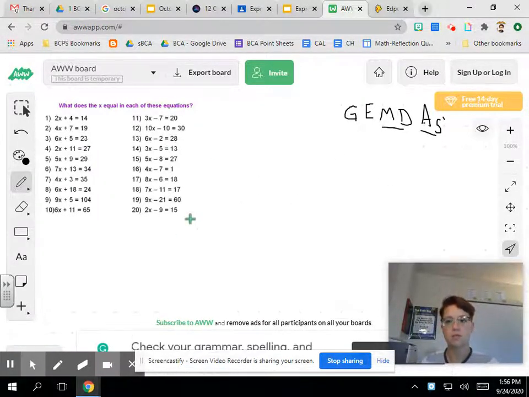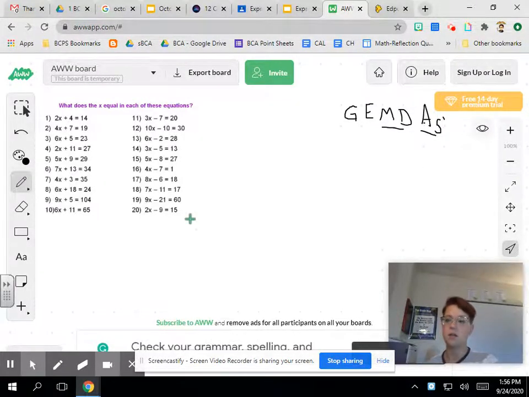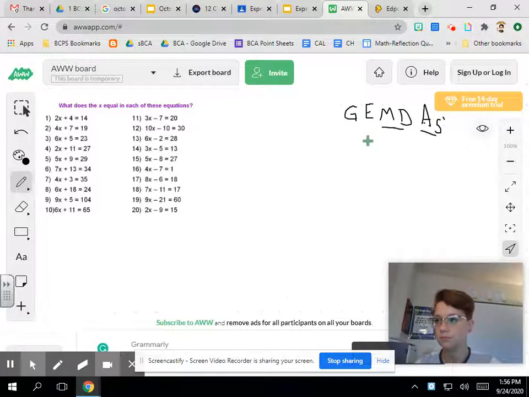Think about with our one-step equations. If we were adding something to x, we would do the opposite, so we would subtract. If we multiplied y by something, we had to do the opposite, so we divided. So just like we use the opposite operation, we're going to use the opposite order of operations, and that's where we bring in SADMEG.